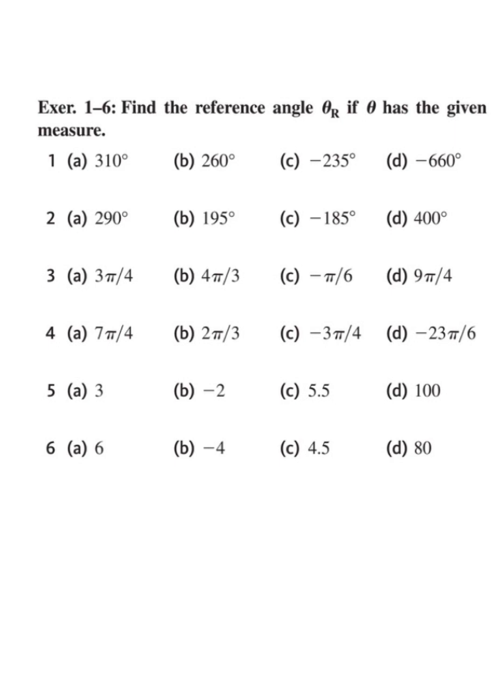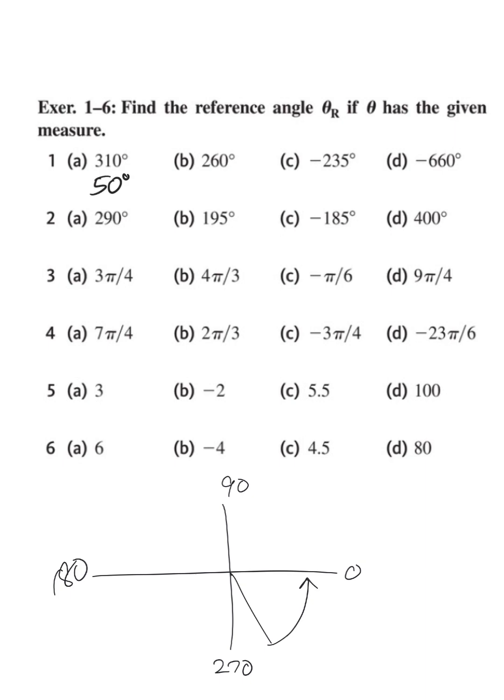So 310 degrees, and just quickly show you everything. 310 degrees, this is 270. That's 90, that's 180, and that's 0. So 310 has to be over here somewhere. So the question is, what does it take to get back to the x-axis? Well, that would be 50 degrees. That's your reference angle. All right, 260 is going to be right there. So that means your reference angle to get back to 180 is going to be 80.